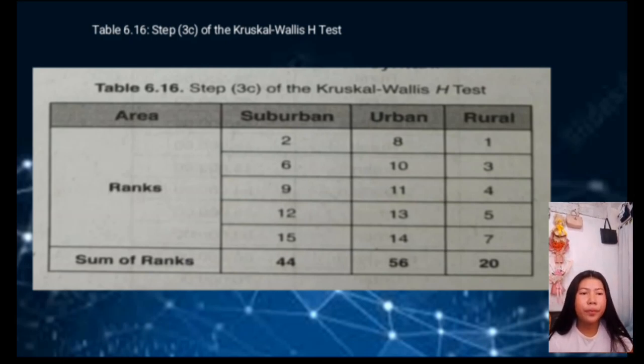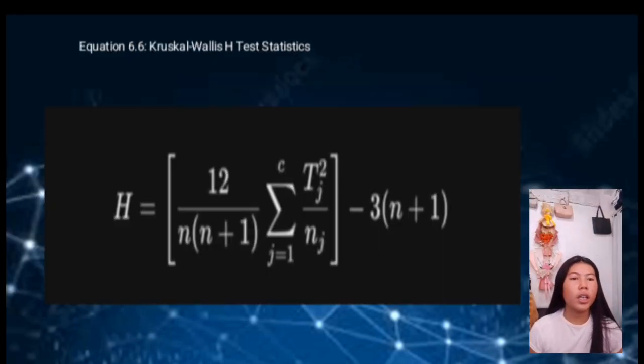This is the formula that we will use. n is the total number of all observations. C is the number of groups, namely rural, suburban and urban. And T_G is the sum of ranks in each group.